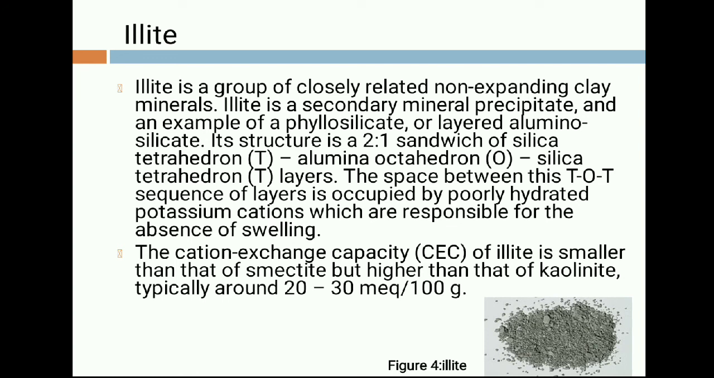Silica tetrahedron, alumina octahedron and silica tetrahedron, which is called TOT, and the layers between them have poorly hydrated potassium cations. Because of these poorly hydrated cations, the swelling property of illite is very much less. The cation exchange capacity CEC of illite is smaller than that of smectite but higher than that of kaolinite, typically around 20 to 30 milliequivalents per 100 gram. That is, illite has more swelling as compared to kaolinite, but it is far less than Montmorillonite.